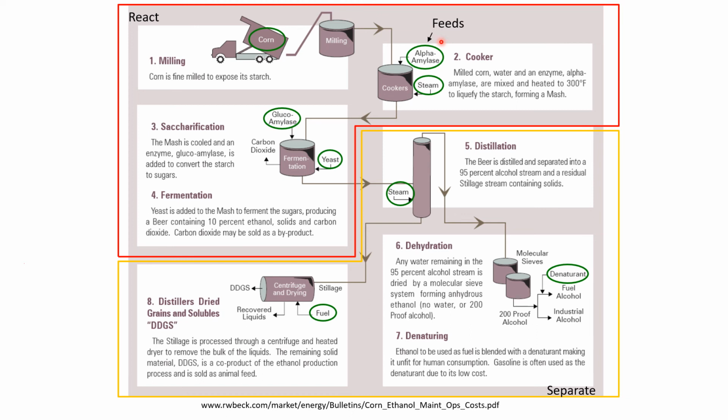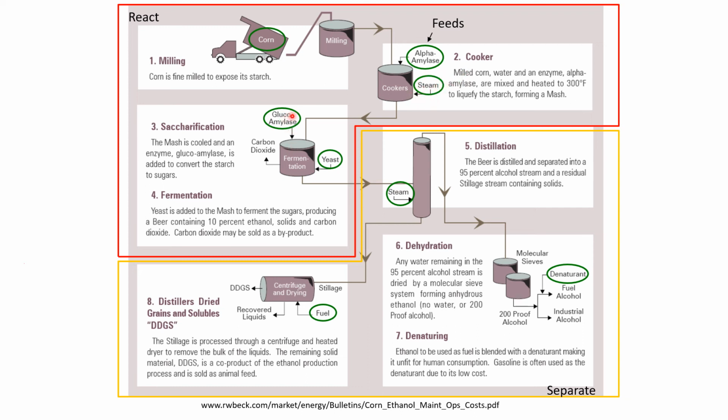The green circles that you see here represent all the feeds to this ethanol production process. And as we go from the first step, we see the very first feed, the primary feed, is the corn, which goes into the milling step. In the cooking step, we have 2 additional feeds: alpha amylase, the enzyme to do the saccharification to produce glucose from starch. We also add steam in order to heat up the cooker.